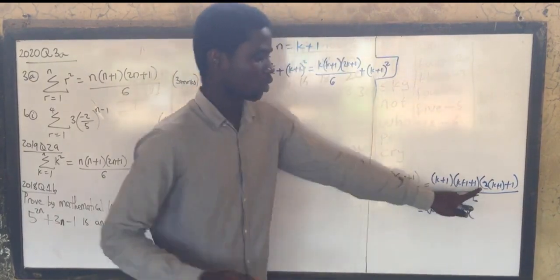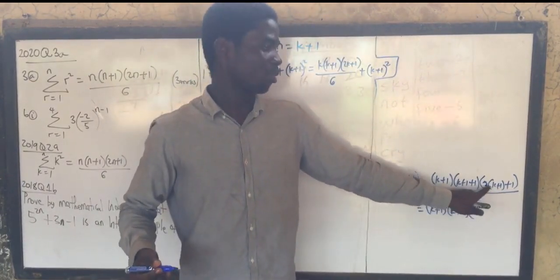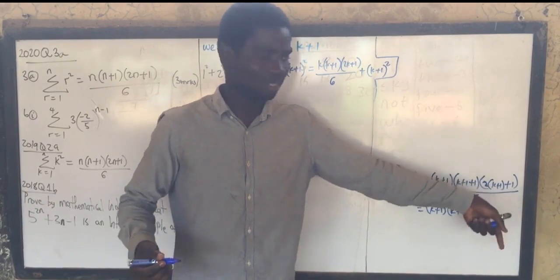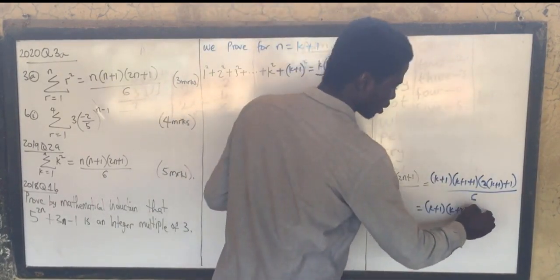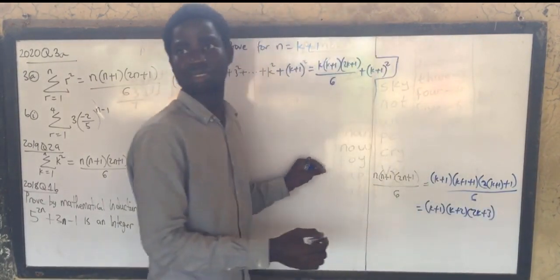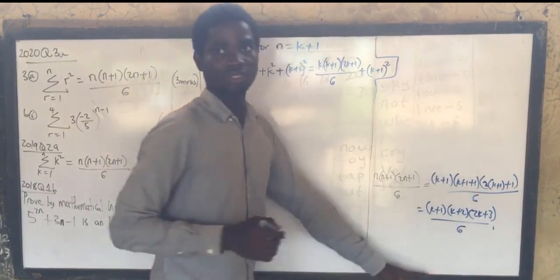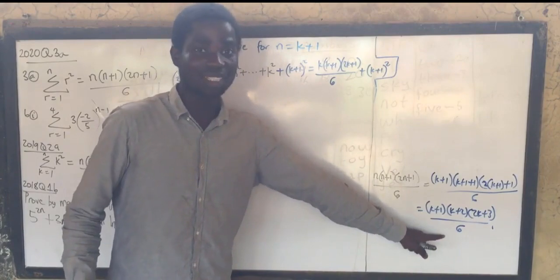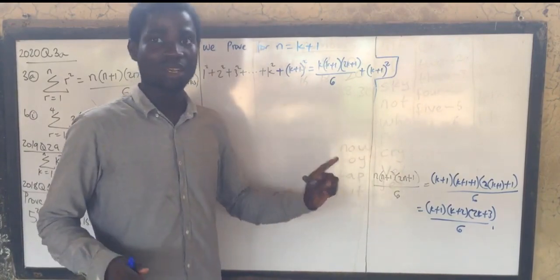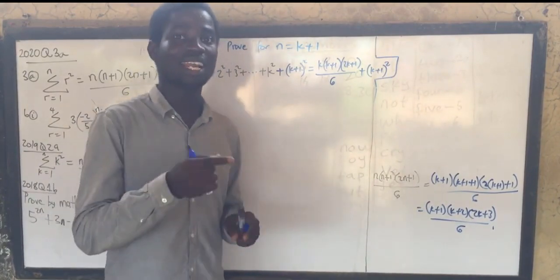Then I have 2k plus 2 plus 1, and 2 plus 1 is 3. So I have 2k plus 3, all over 6. So that's what I will get. Once I get this, then that means I'm correct. But if I don't get this, then there's an error somewhere.